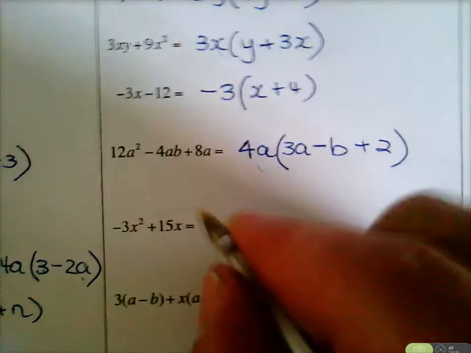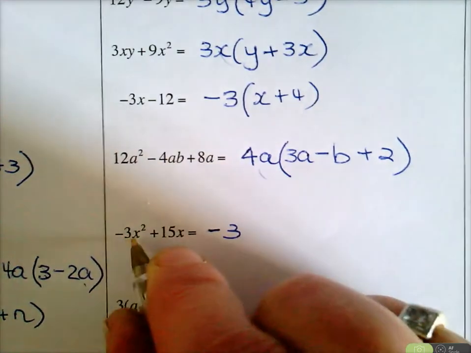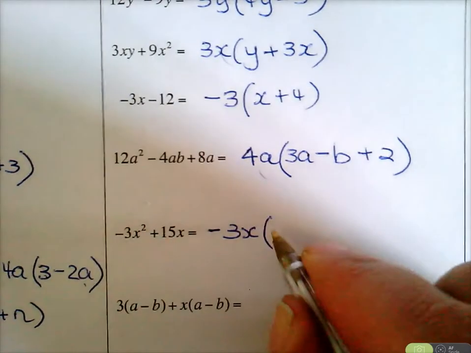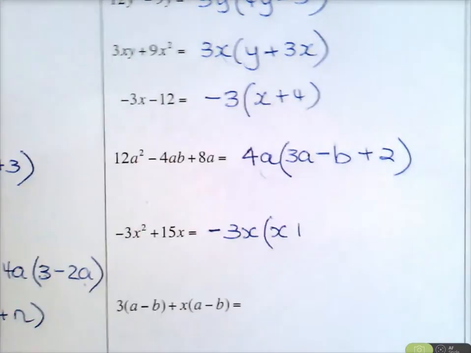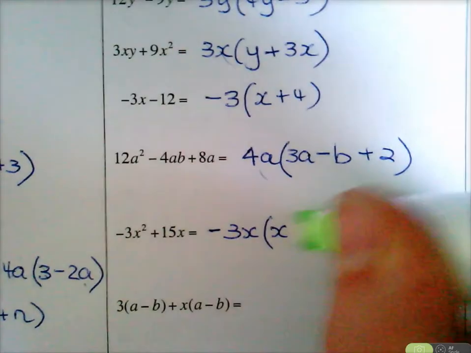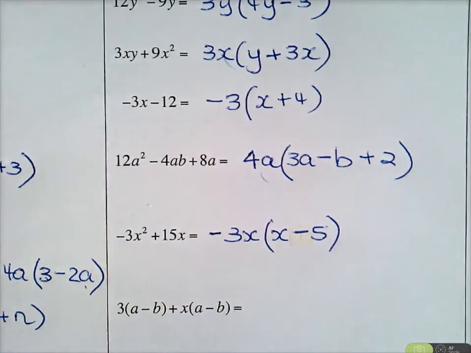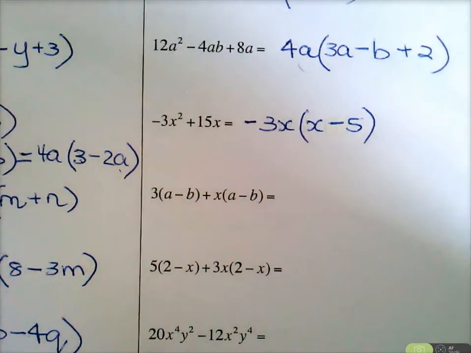The next term has a negative out the front. Pull out a negative common factor. 3 is in common with the numbers, and there's at least one x. We're missing an x, and we'd have a minus. Minus, because a negative times a negative is a positive. Minus 5. The next one, you've got 2 terms.